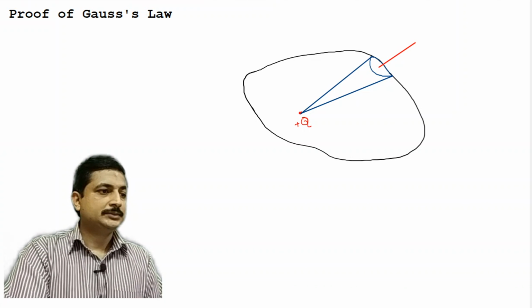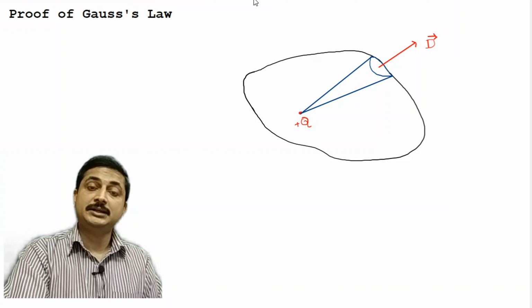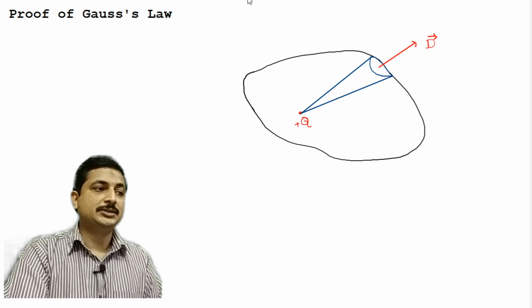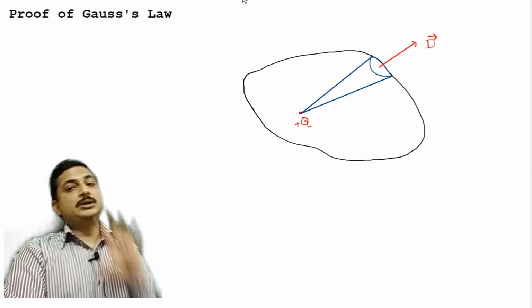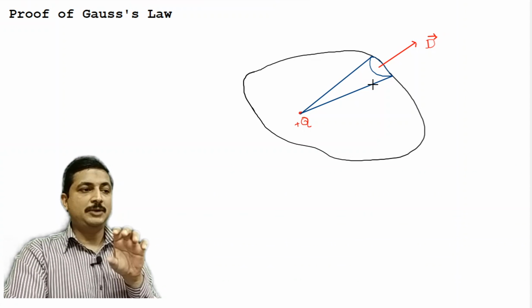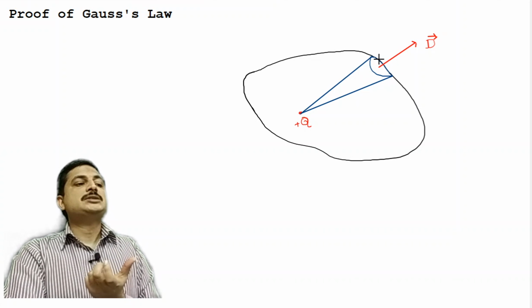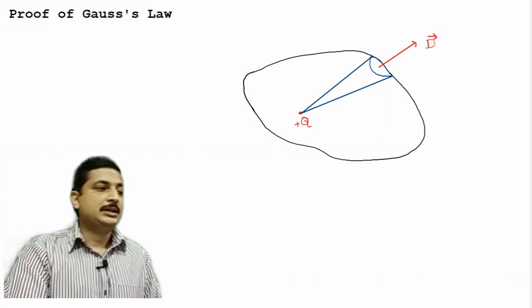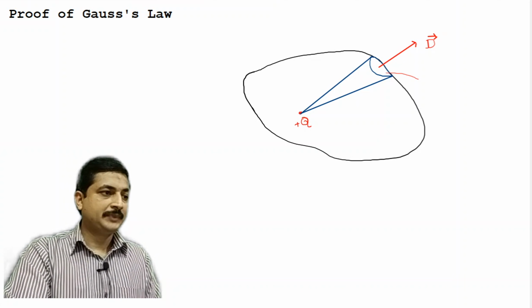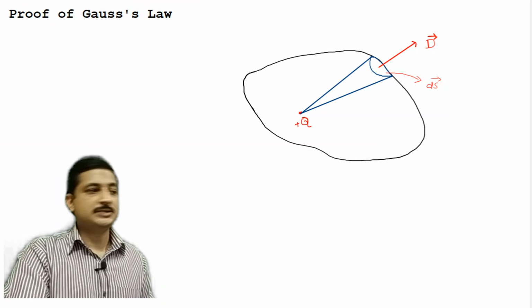So I will mark some point here, P. On the surface I will draw D vector. What is D vector? Electric flux density. So this D vector indicates the total flux lines coming out of this small surface ds. This is the small surface ds. So the total electric flux coming out through this small surface is now represented by capital D vector. Let us consider that. So this is my D, I will write it. So ds vector, this is my small surface ds vector.